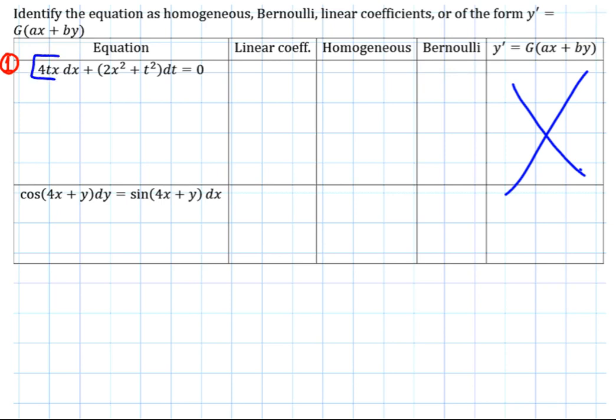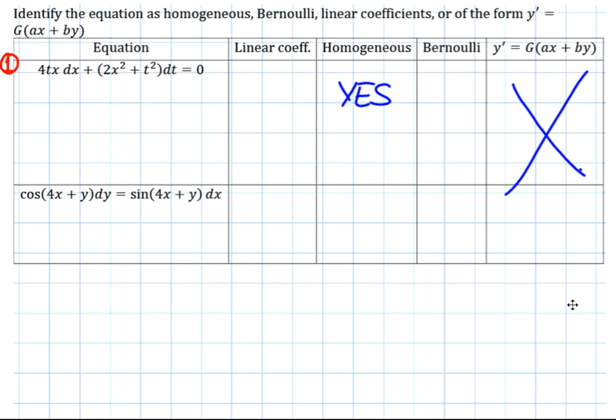Look at this: we have t to the first power and x to the first power, so the total of them is degree 2. Now we have degree 2 here and degree 2 here. All the degrees are the same, so that's why it is homogeneous. So I'm going to check this box. It's going to be yes on this box. Next, linear coefficient. It's not going to be linear coefficient either.